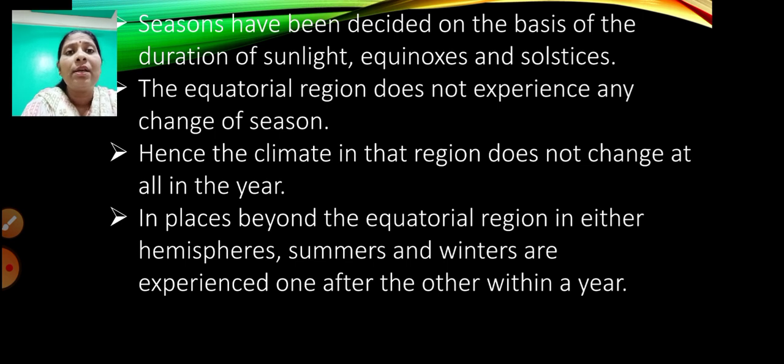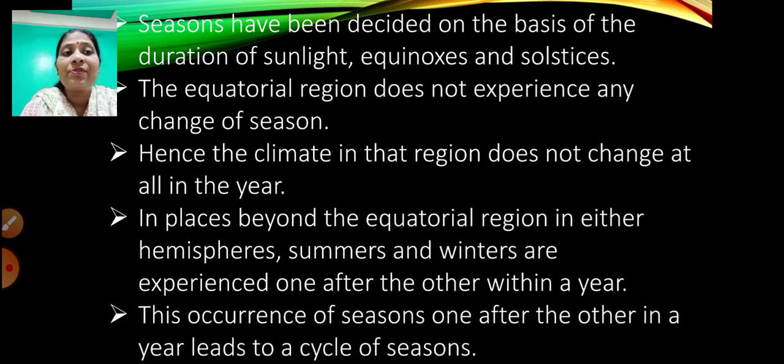So the summers and the winters take turns, one after the other. And where do they take place? They take place in regions beyond the equatorial region, in either hemisphere, that is in both the hemispheres. So this occurrence of seasons one after the other in a year leads to a cycle of seasons.